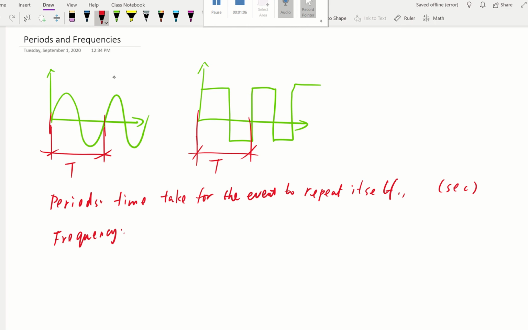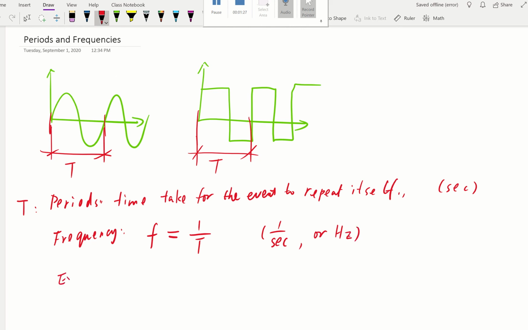Frequency has the symbol F. Periods actually have the symbol T. So frequency and period are related. It's reciprocal. Frequency is going to have a unit of per second, also known as Hertz, Hz.